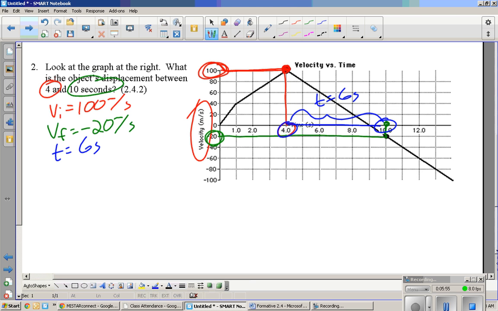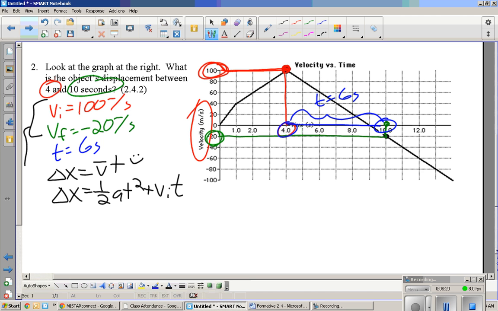So, in order to find our displacement, we've got two choices. I know most of you are using this equation to find displacement when you're accelerating. If you're doing this, then awesome. But I think the easiest way is to find your average velocity and then multiply by your time. But like I said, I think most of you are using this equation. So to use this equation, we have to find our acceleration.